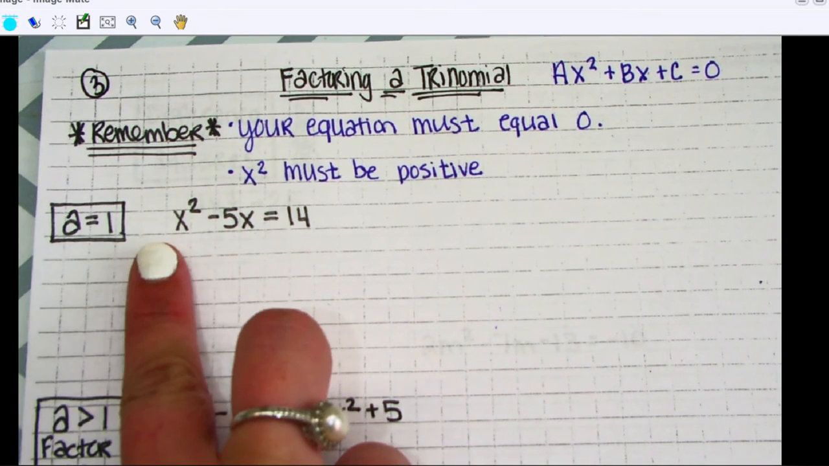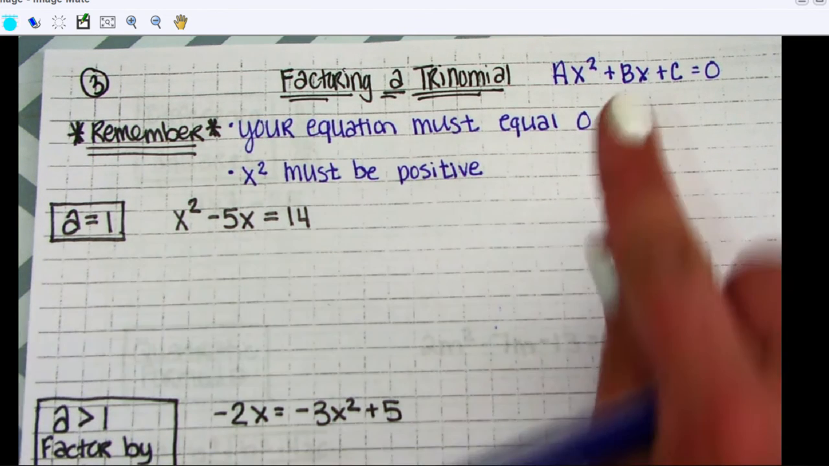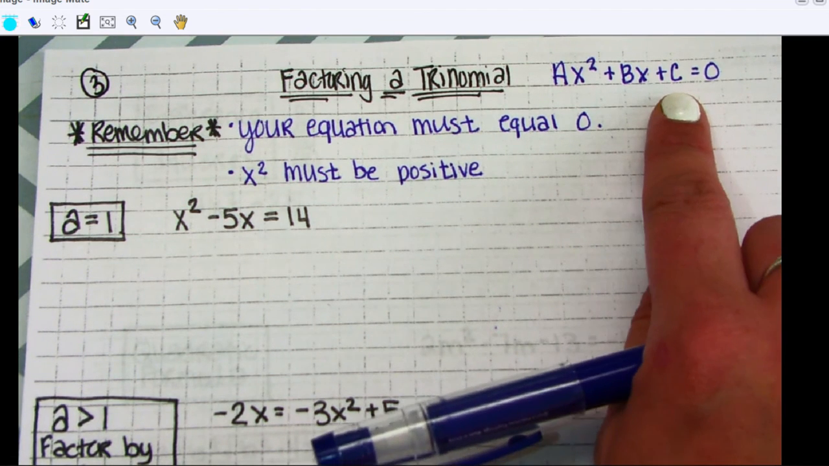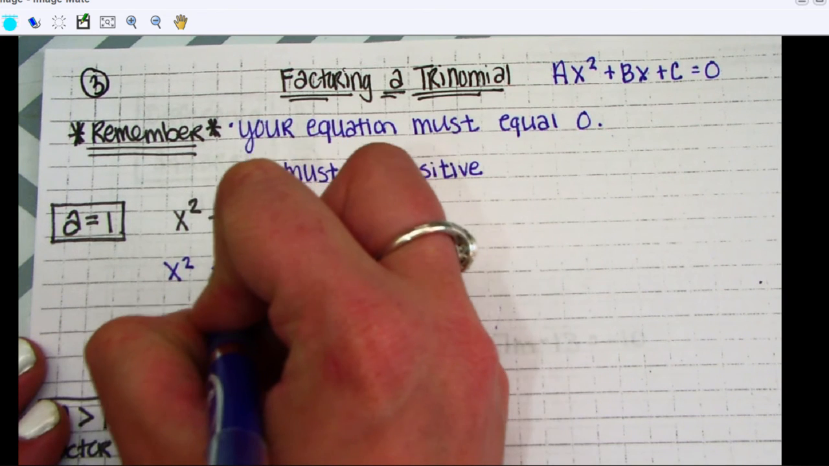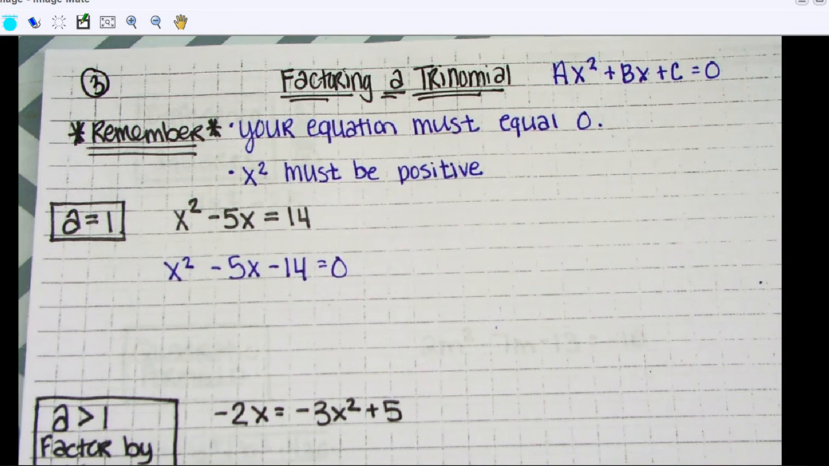So what should we do first here? Yes, and you want to make sure to keep it in the same order. X squared first, then X, then the constant. So we got X squared minus 5X minus 14 equals 0. How do I factor? What should I do? How do we factor this?